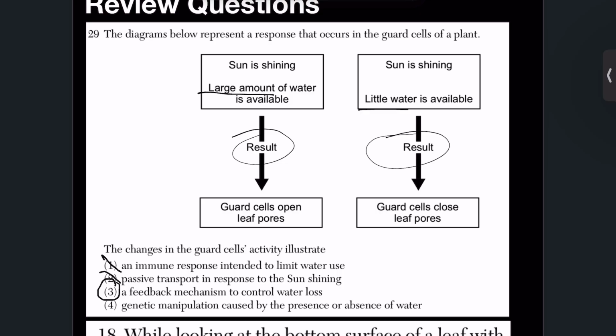But just to be sure, we'll look at number 4. Number 4 says genetic manipulation caused by the presence or absence of water. This would not be our answer, because guard cells opening and closing is not changing anything about the genetic sequence or the DNA anywhere. It's just whether or not the cells are contracted or relaxing to open up these stomata. So number 3 would be our best answer.